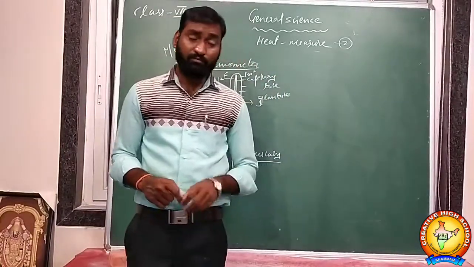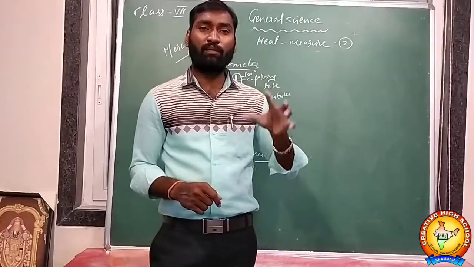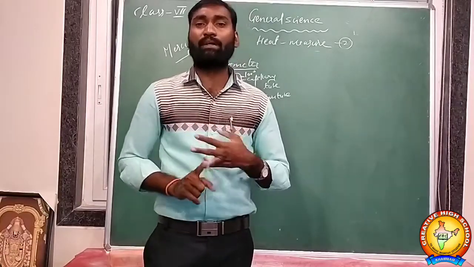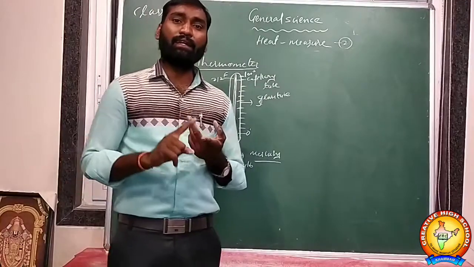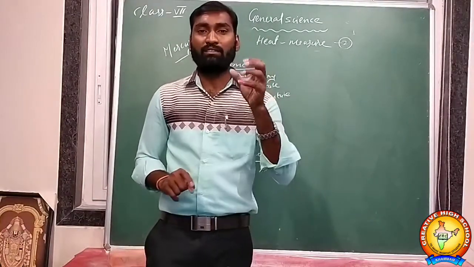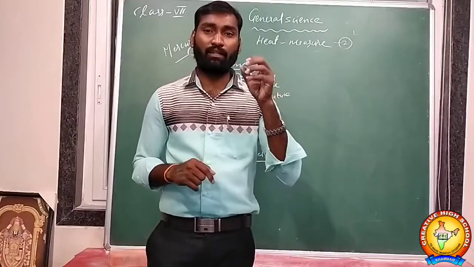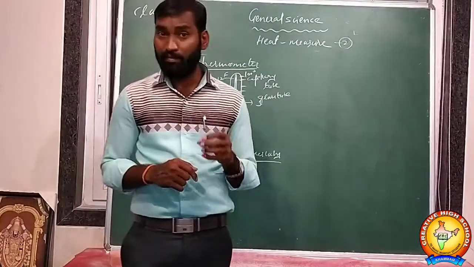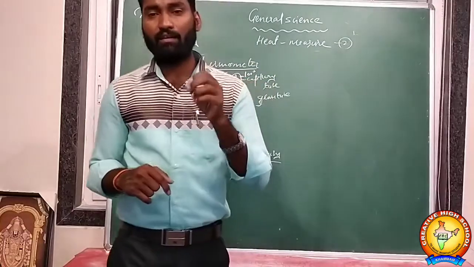What are the characteristics of mercury to use as a thermometric liquid? It has a heavier density, it easily expands at room temperature, it is not attached to the walls of the capillary tube, and it is a silver colored liquid. At any pressure it will expand easily. That's why we use mercury as a thermometric liquid.